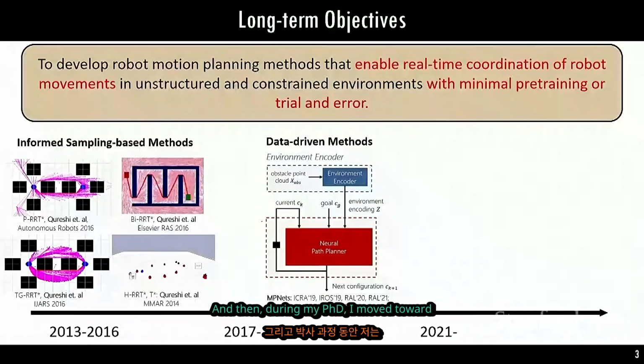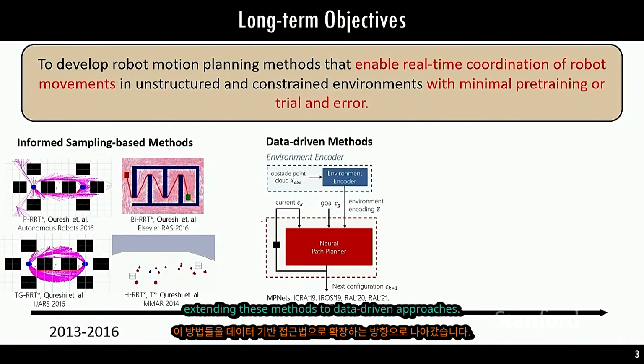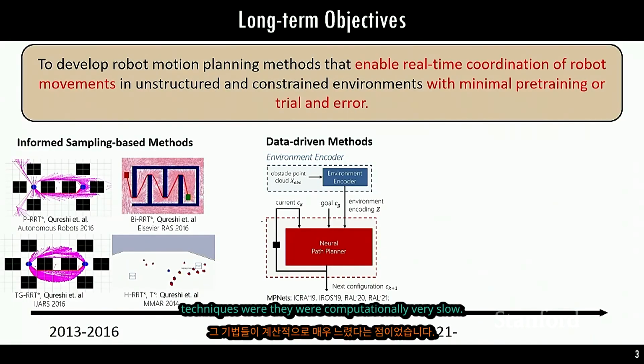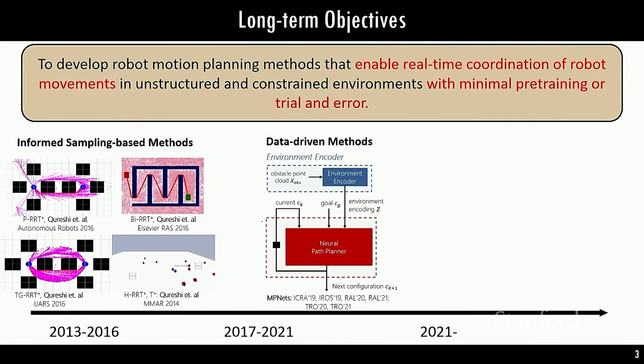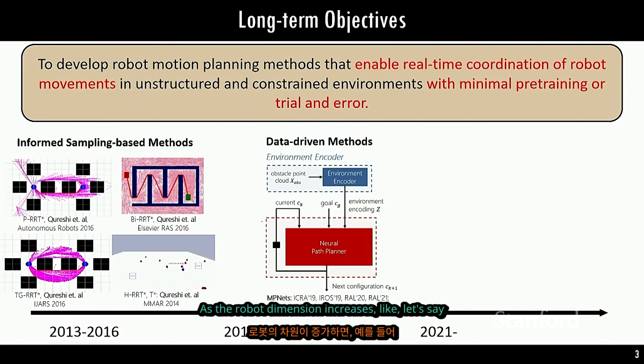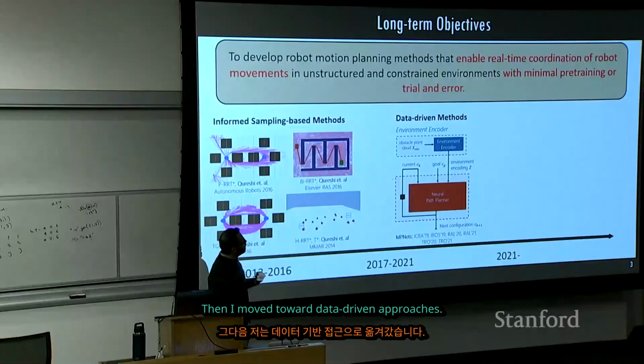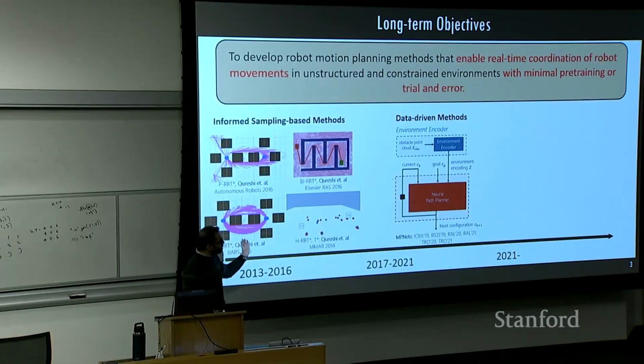Then during my PhD, I moved toward extending these methods to data-driven approaches. The issue with classical sampling-based techniques was that they were computationally very slow. As the robot dimension increases, let's say you are planning motion for a humanoid robot with a huge number of degrees of freedom, the computation time became very slow. So we could not do many real-time applications because of the slow computational speed of those methods. Then I moved toward data-driven approaches.